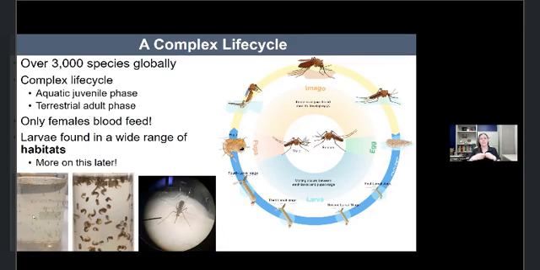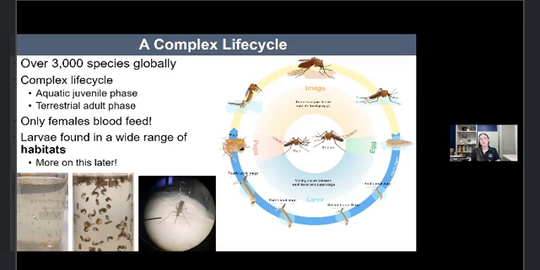And that's when they're going through metamorphosis. So if you think of a caterpillar going into a cocoon to turn into a butterfly, mosquitoes go into this pupal form when they're going from that worm-like larval stage to the adult stage. And then they'll emerge as adults, they'll mate, and the life cycle continues.